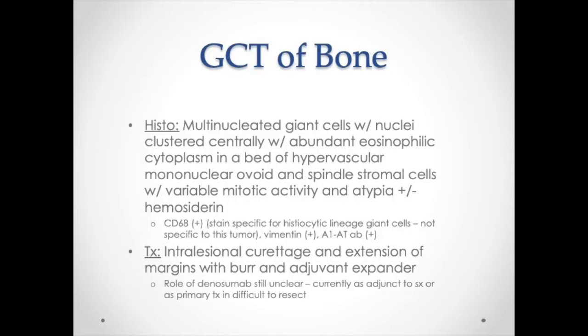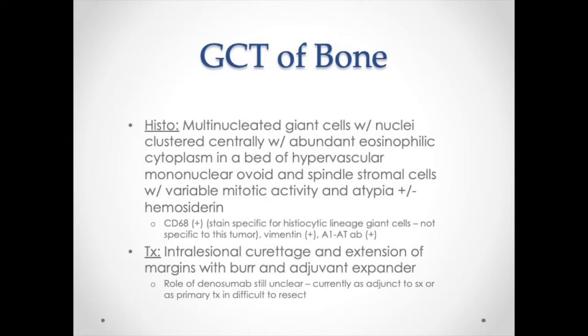Histology will demonstrate multinucleated giant cells with nuclei clustered centrally with abundant eosinophilic cytoplasm in a bed of hypervascular, mononuclear, ovoid, and spindle stromal cells with variable mitotic activity and atypia, with or without hemosiderin deposition that will show up as a brown pigment change on the histology. The background stromal cells typically have an identical appearing nucleus to those seen in the multinucleated giant cells. These stain CD68 positive, which is a marker of histiocytic lineage, but it's not necessarily specific to this tumor. It's vimentin positive and alpha-1 antitrypsin antibody positive.